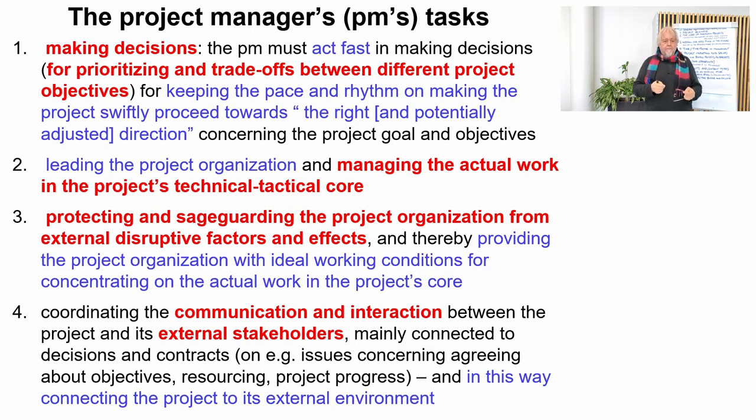This task number four is maybe partly connected to this three. Regarding item number four, the project manager connects the project to the external environment. The project manager does it by communicating and interacting between the project and its external stakeholders, mainly connected to agreeing about objectives or resourcing with the customer or with some executives, and reporting project progress.